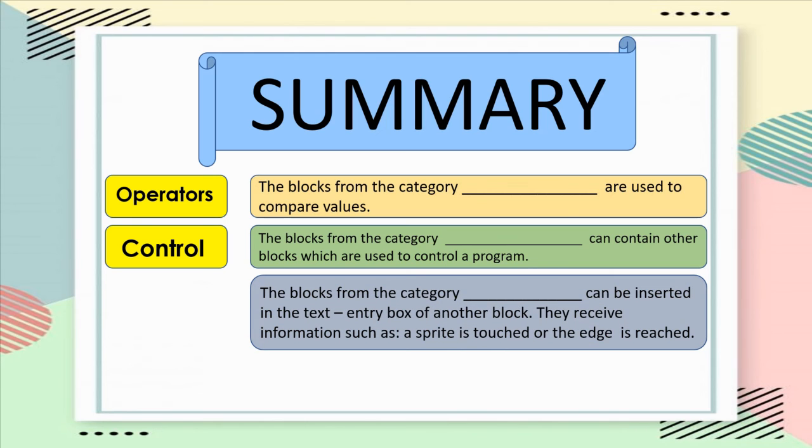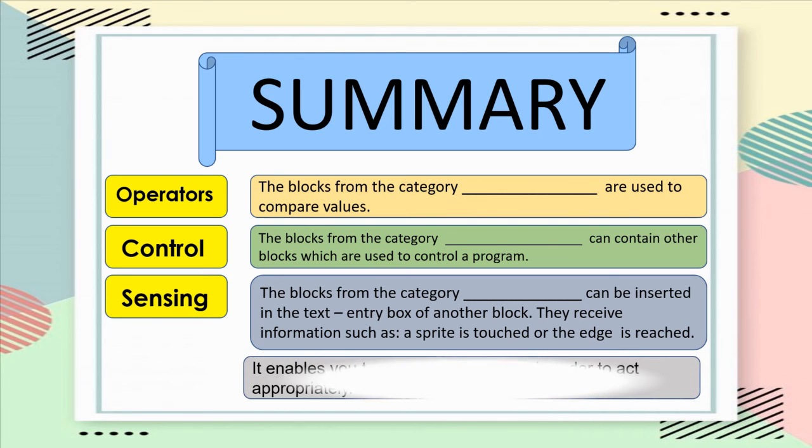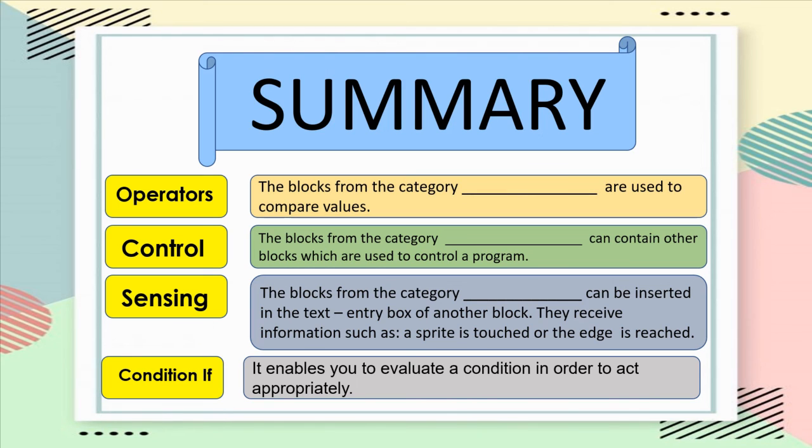The third one says the blocks from this category will receive information such as sprite is touched or the edge is reached. So this one is from the category sensing. And last but not least, it enables you to evaluate the condition in order to act appropriately. And the answer is, if you're saying condition if, then you are correct.